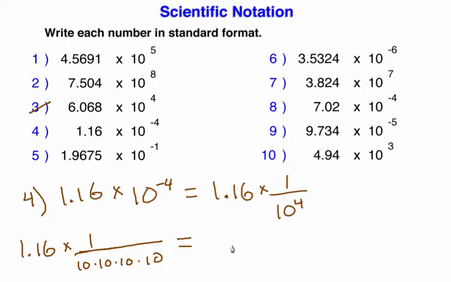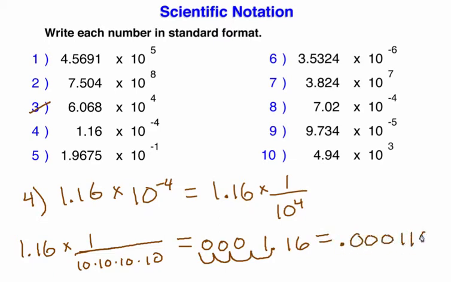Dividing by 10 moves the decimal place in the other direction. So now I'm going to take 1.16 and I'm going to move the decimal to the left 4 places. I'm going to fill these empty places with zeros. So our answer is 0.000116. Again, we have zeros that are now inserted into the standard format number that were originally represented with our 10 to some power. In this case, though, we moved the decimal place to the left because 10 to the negative 4 told us we were actually dividing by 10 4 times.